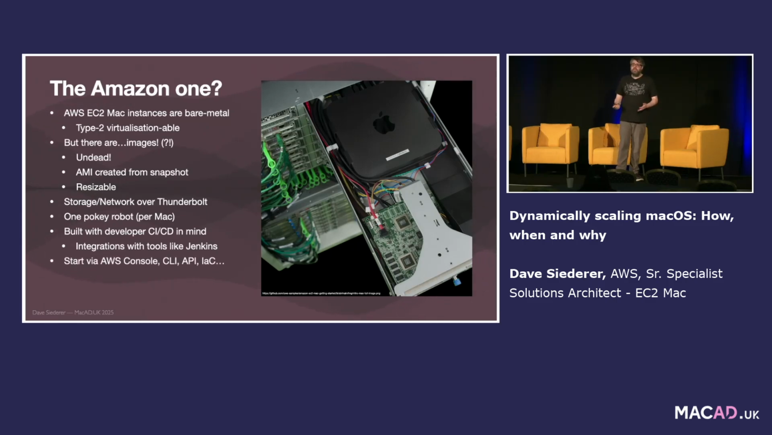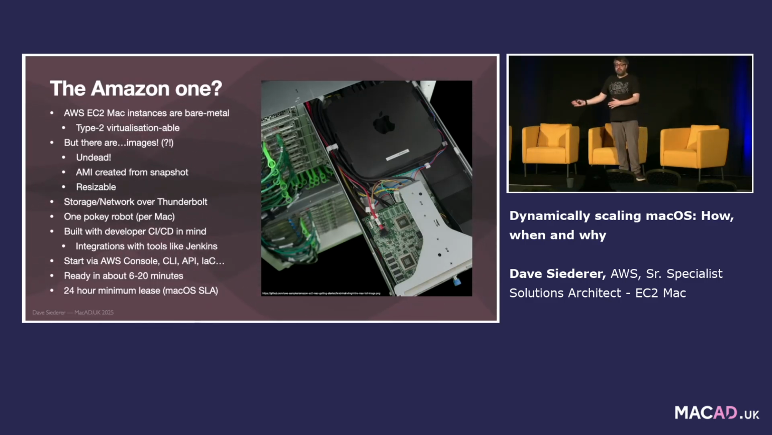And you can start one of these in a whole lot of different ways. You can click on through the console, you can use the CLI, you can use the API. We'll get into IaC in just a bit. And they're ready in about 6 to 20 minutes from the moment that you launch them. I'll throw in one more time just that there is that 24-hour minimum. But once that 24 hours elapses, you're billed by the second, and you can let go of it at any other second, and you stop billing from there.